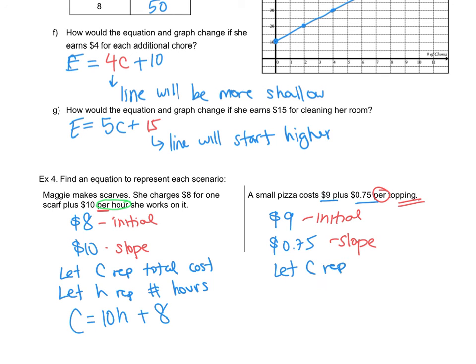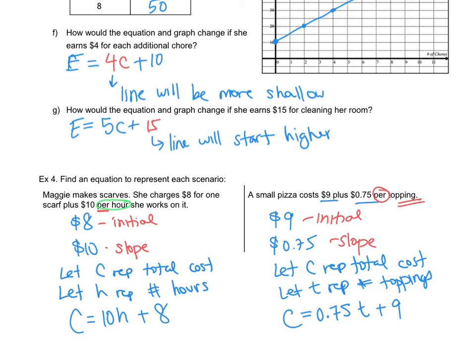So let C represent total cost because we are talking about the price here. And the total cost depends on the number of toppings. So let T represent number of toppings. So it's 0.75 per topping. So we would be multiplying 0.75 times T. And then you'll add on that base fee at the end.